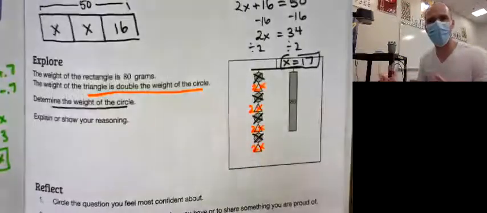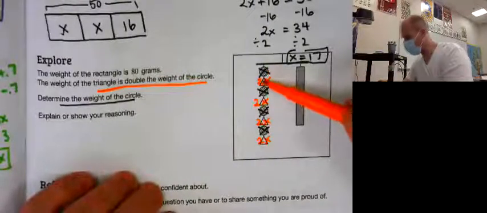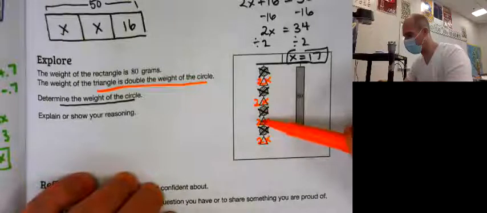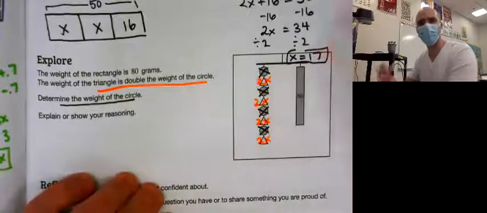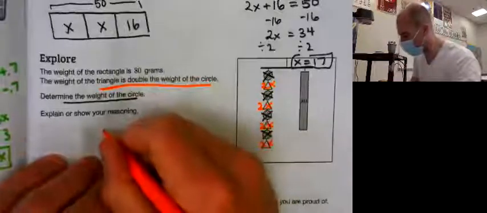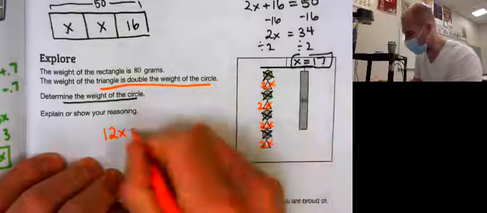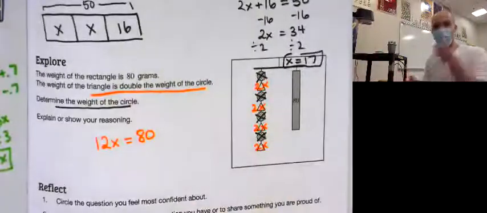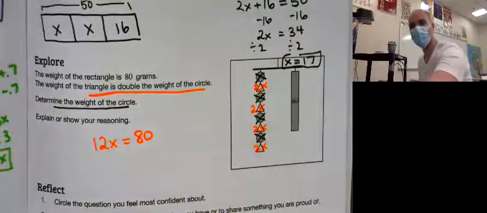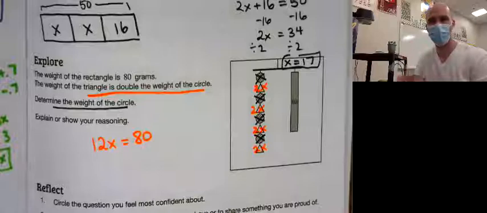Now we just add the whole thing up and make an equation out of it. How many x's do we have here? 1, 2, 3, 4, 5, 6, 7, 8, 9, 10, 11, 12. There's a total of 12 x's amount of weight on the left side here. So I'm going to write that as 12x. And then the right side is just 80, right? So the equation here is 12x equals 80. All you got to do is solve that equation and you will know the weight of the circle. I'm not going to do that one for you. It's just one step. All you have to do is one operation and you should be able to get it. There you go.